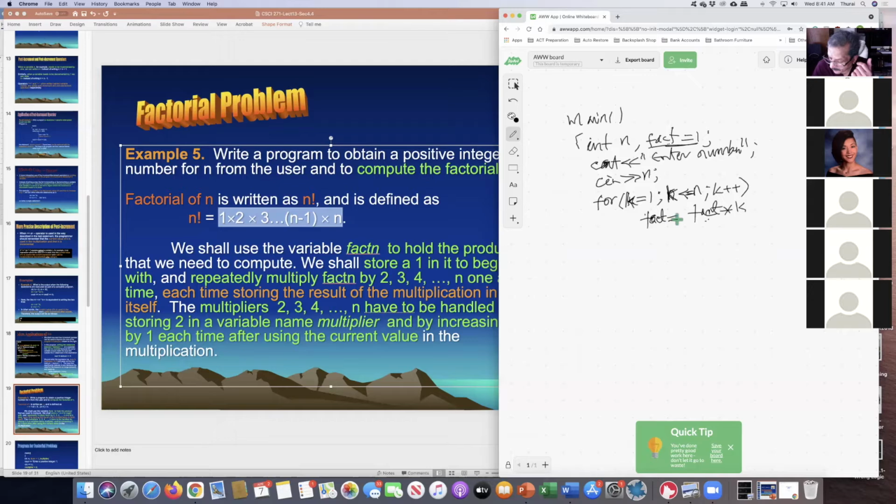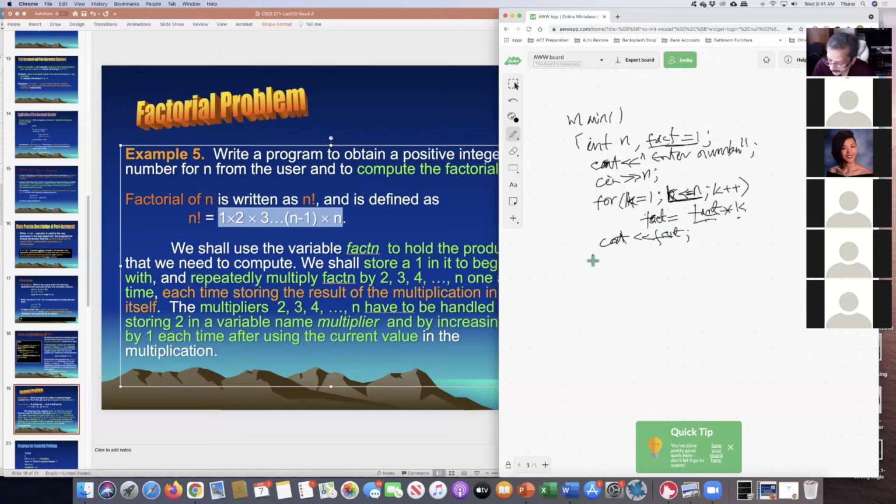And then k changes after that, and then as long as k is less than or equal to n, fact is multiplied by another k. So I am multiplying by 1, 2, 3, all the way to n. All those numbers will be multiplying. So this will produce the fact. And when this loop ends, I can print out fact. Fact has the answer.